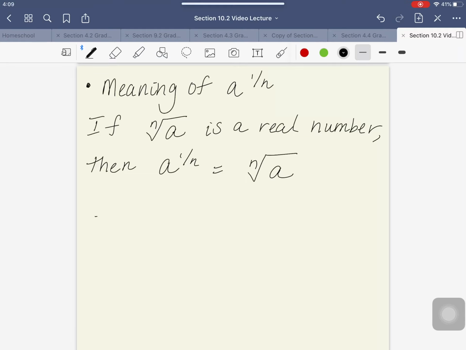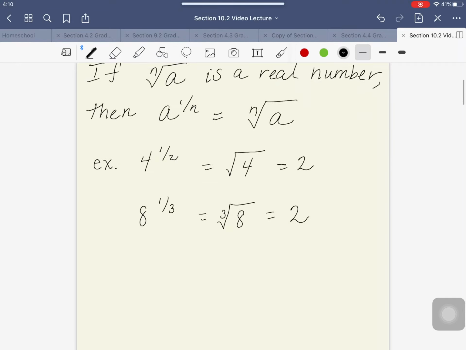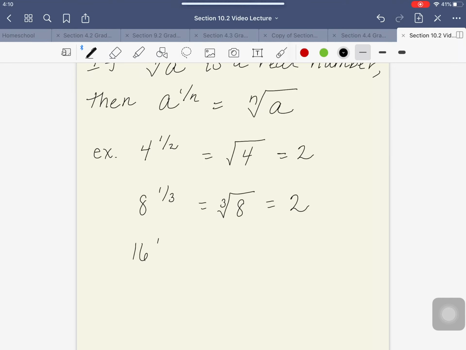For example, if I have 4 to the 1/2 power, that is the same as the square root of 4, which is 2. Or 8 to the 1/3 power, that is the same as the cube root of 8, which equals 2. Or 16 to the 1/4 power, that is the 4th root of 16, and that equals 2.